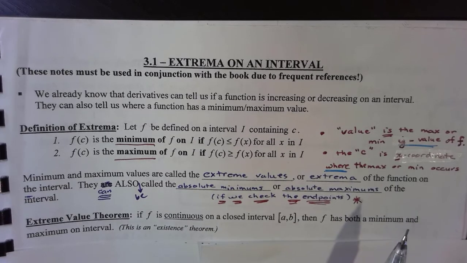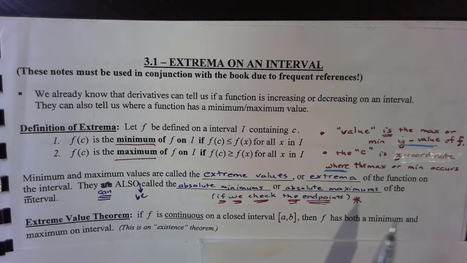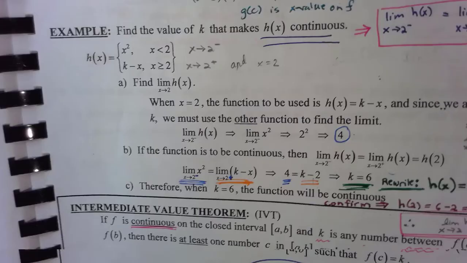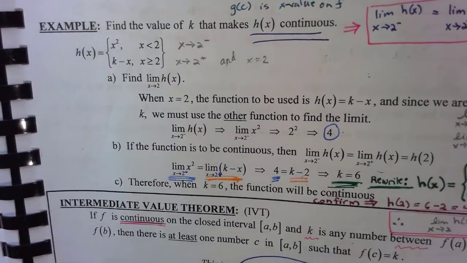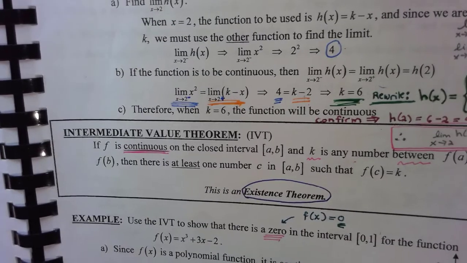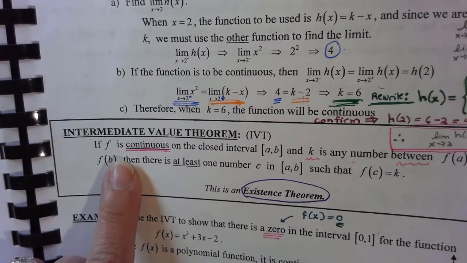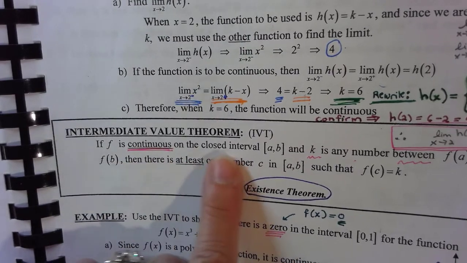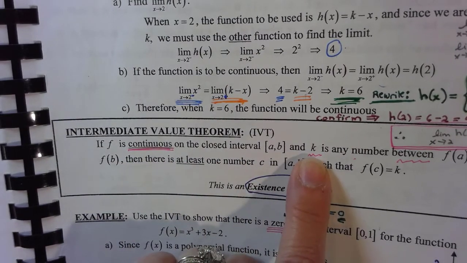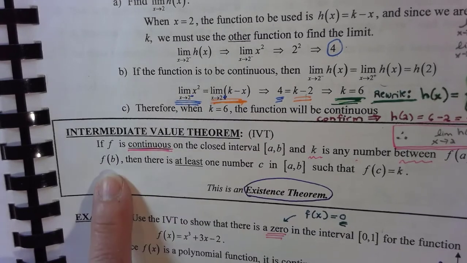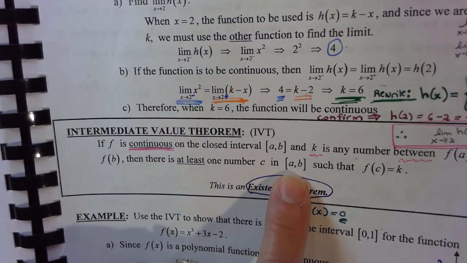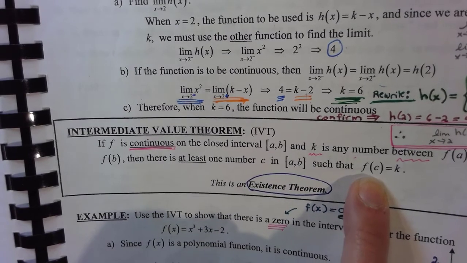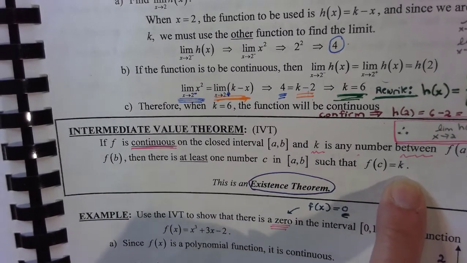So you had one existence theorem, that was the intermediate value theorem. If you recall, the intermediate value theorem was your first existence theorem, and it said if a function is continuous on the closed interval a to b, and k is some number between f at a and f at b, then there is at least one number c in that closed interval a to b such that the y value at c is that k.